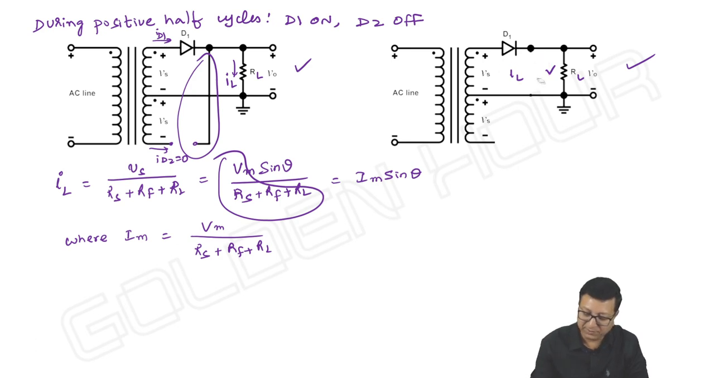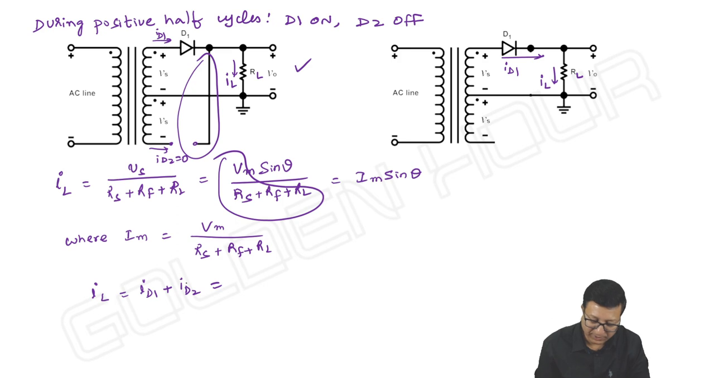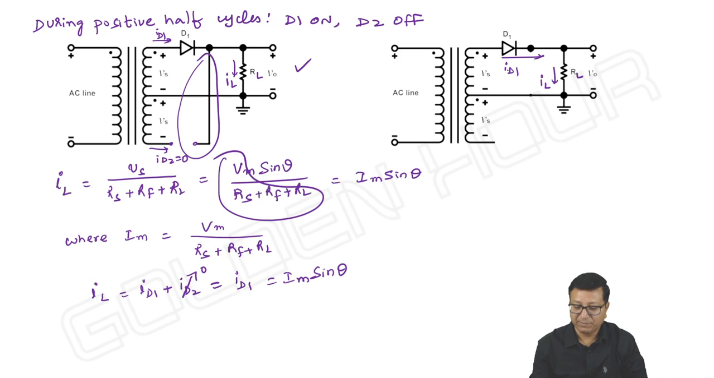Or we can even write it like this. This is ID1 and it is IL. So here IL is equal to ID1 plus ID2, in which ID2 is 0, and ID1 is of course equal to Im sin theta. Anyway, we need not worry about it. So in simple, I wrote it directly like IL. ID1 and IL are one and the same.